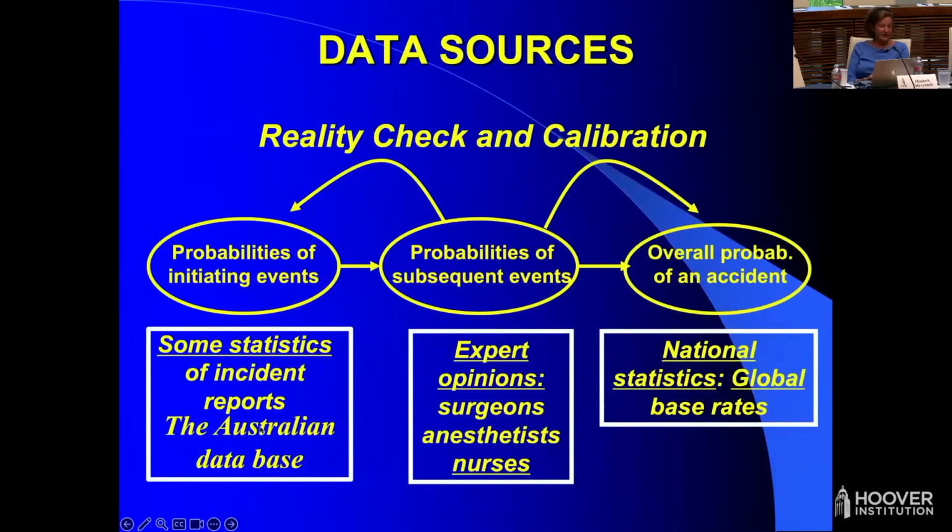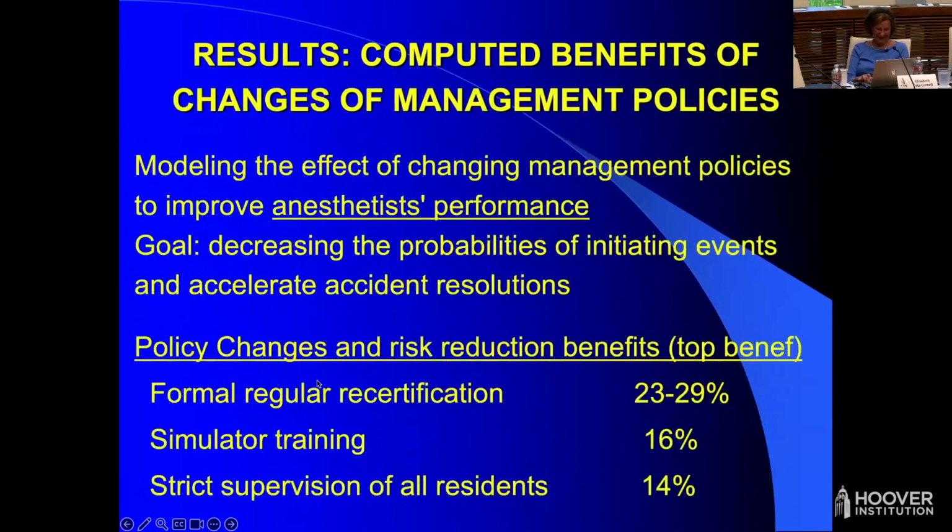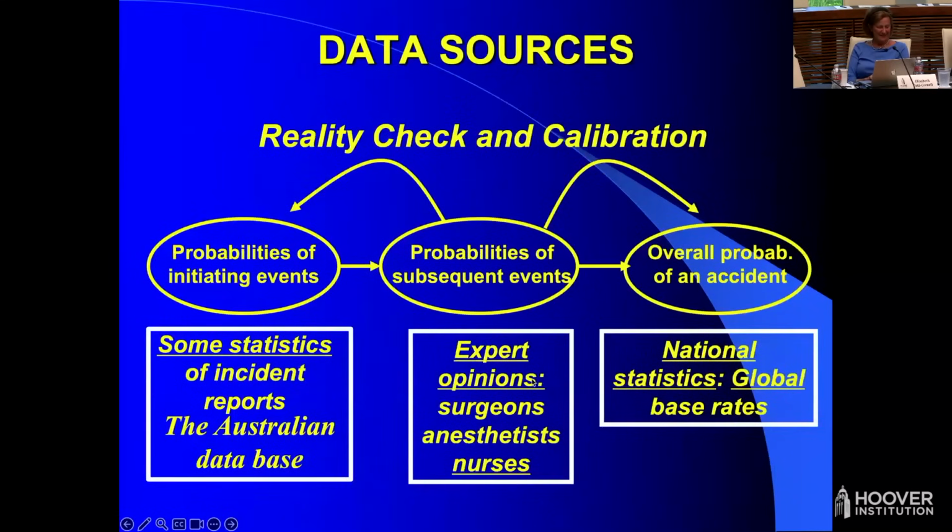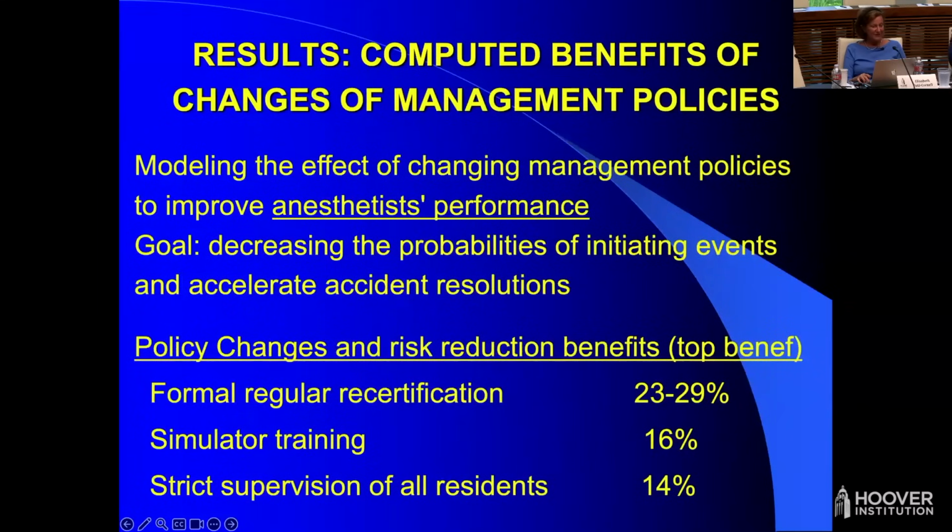So the data sources that I got here was an Australian database. The chairman of Anesthesia at Adelaide had all kinds of data that he gave me nicely. The expert opinions to see what's happening after that in subsequent events. I got expert opinions for surgeon anesthetists, but most importantly from nurses. The nurses, particularly the experienced older nurses who had seen it all, gave me a lot of information. But I also had national statistics with a global base rate. And here is what we computed, the results.